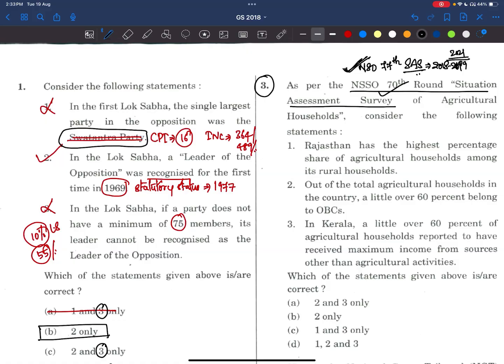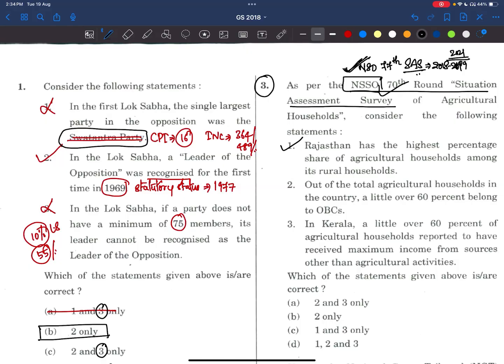So UPSC may not ask on this, but wherever this organization is conducting any surveys, whatever are there in the recent current affairs, it becomes very important. Now let's go to the statements. Rajasthan has the highest percentage share of agriculture households among its rural households. Yes, friends, this statement is correct according to this survey. These statements are very factual, right? So the best thing we can do in the examination is, if such type of questions are being asked and you don't know the answer, please try to skip it.